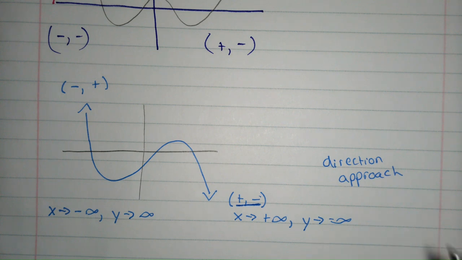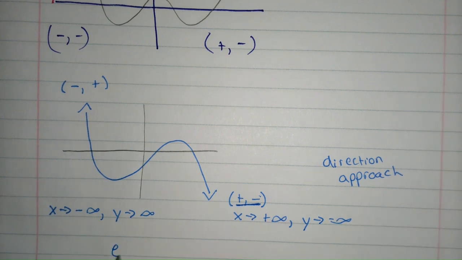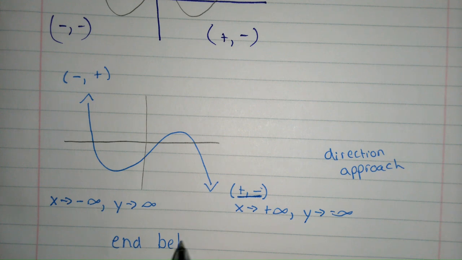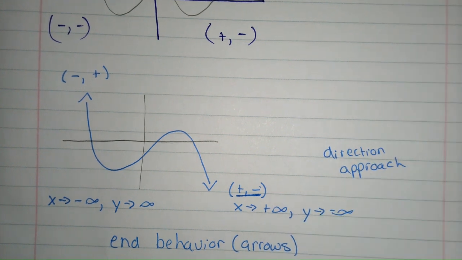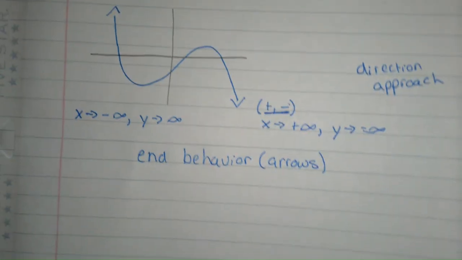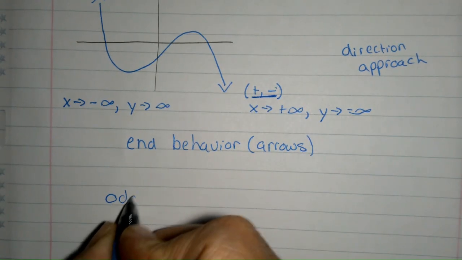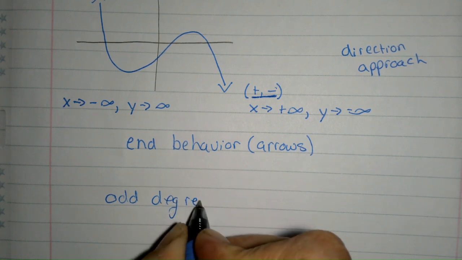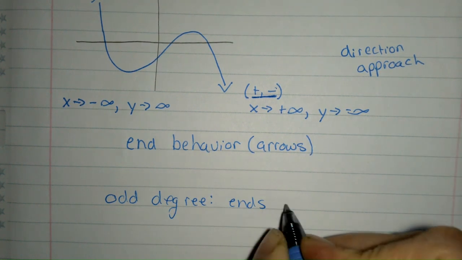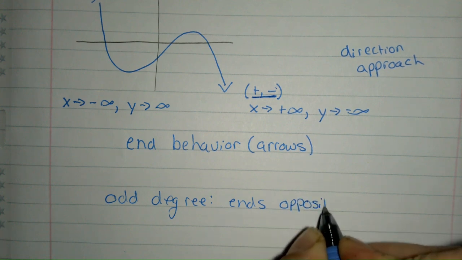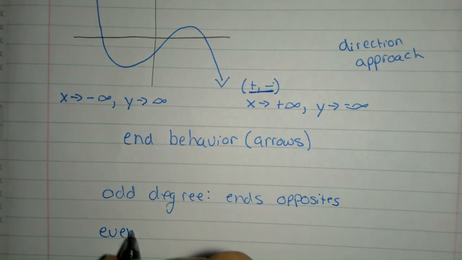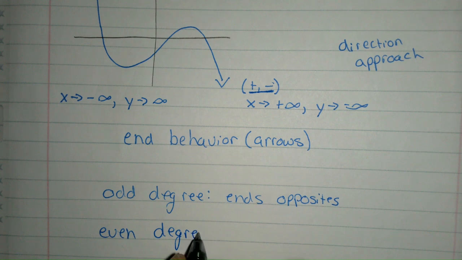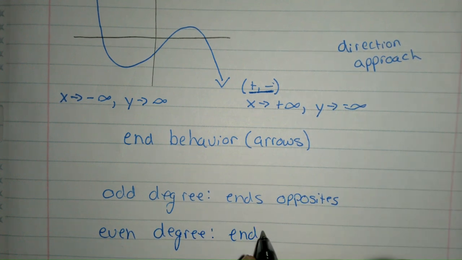Okay, direction approach notation describes what we just described as end behavior, or the arrows. What are the arrows doing? Okay, and we did discuss that with an odd degree, the ends are opposites. In other words, one arrow is going up, the other arrow is going down. With an even degree, the ends match.